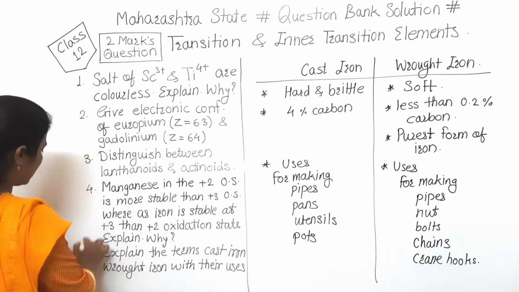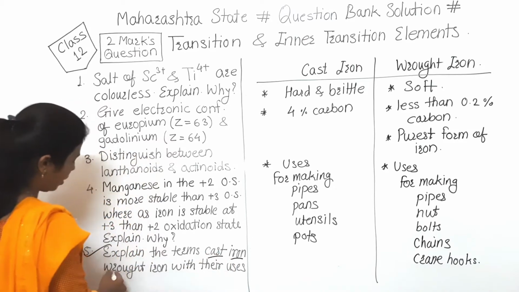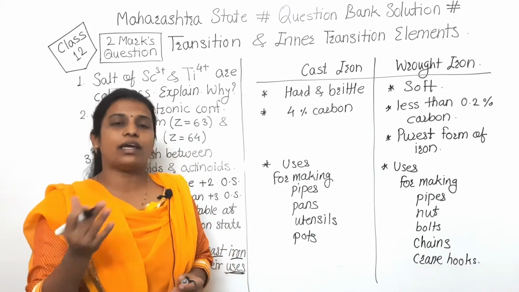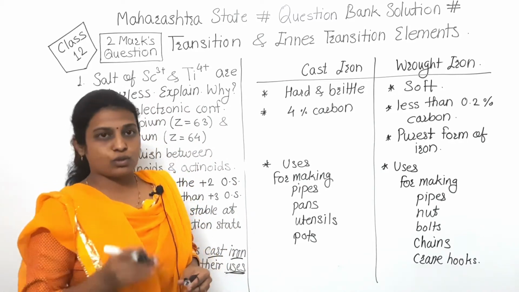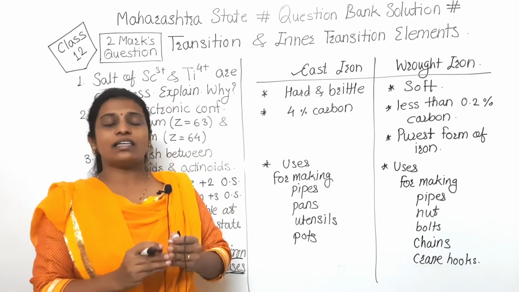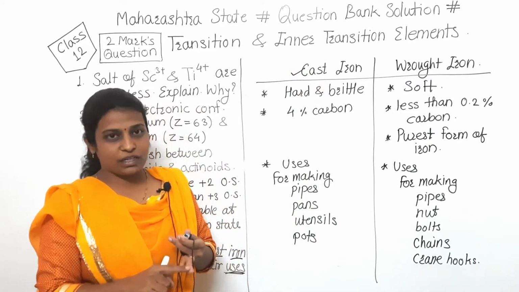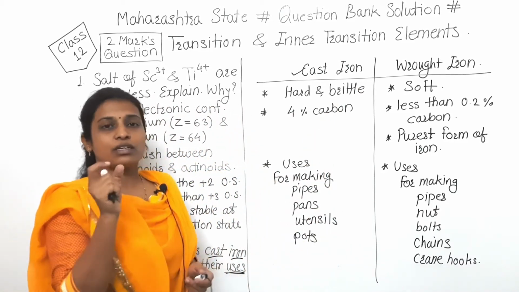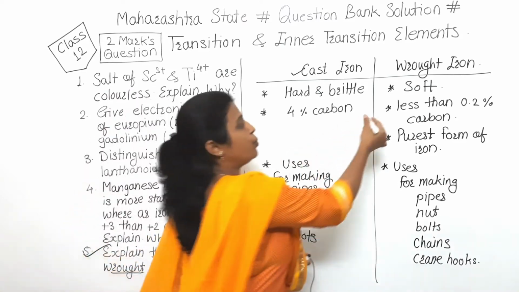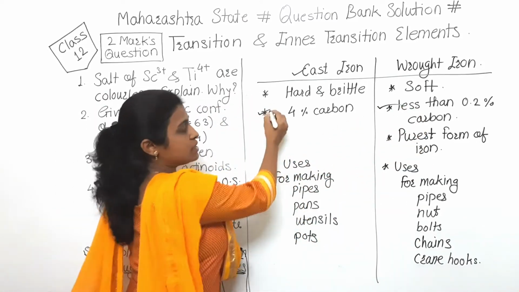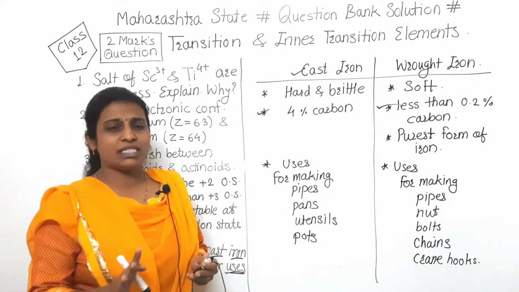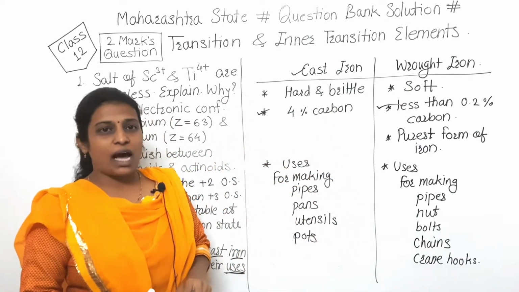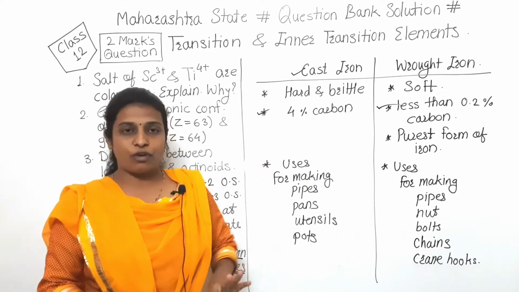Next question is: explain the terms cast iron and wrought iron with their uses. Here we have to write some points for cast iron and wrought iron as well as their uses. If we consider, cast irons are hard as well as brittle. But wrought irons are the soft ones. Next, wrought iron contains less than 0.2% of carbon, while cast iron contains 4% of carbon. If we compare the purity, then wrought iron is the purest form of iron, but cast iron is not the purest form of iron.